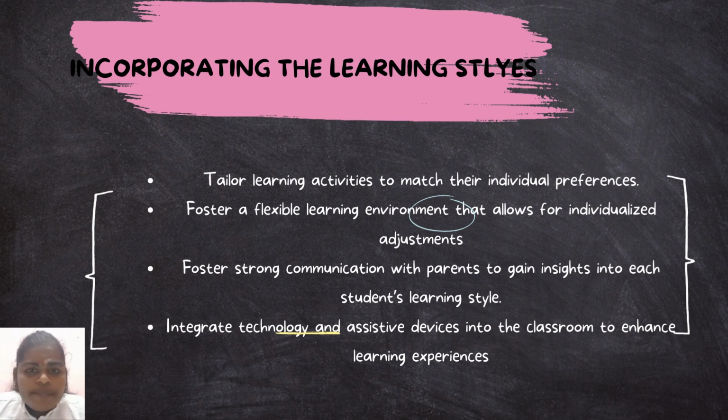Sometimes the children have their own mood, and sometimes they don't want to study, so we change the learning style more to hands-on, not writing. It depends on the children. And then thirdly, we need to foster strong communication with the parents so that they know what their children are going through and what the changes are. And then we need to integrate technology and assistive devices into the classroom. It's very important nowadays. We need technology and devices to help autistic children to learn.